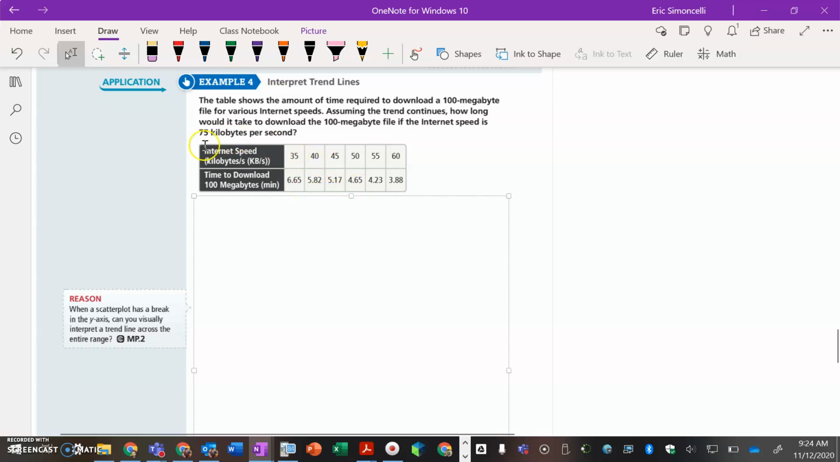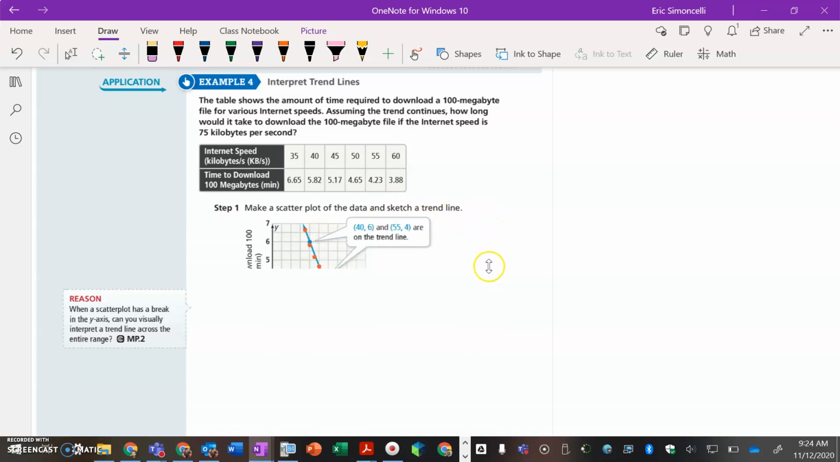As a matter of fact, it's internet speed versus time, as X and Y, I should say, specifically are designated. X is going to be internet speed in kilobytes per second, while Y will be the time to download 100 megabytes, in minutes, as we'll see here in a moment. Step 1, make a scatter plot of the data and sketch a trend line. So here's your scatter plot.